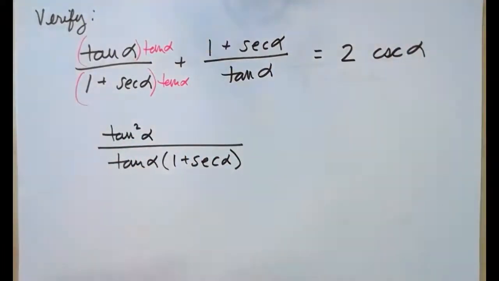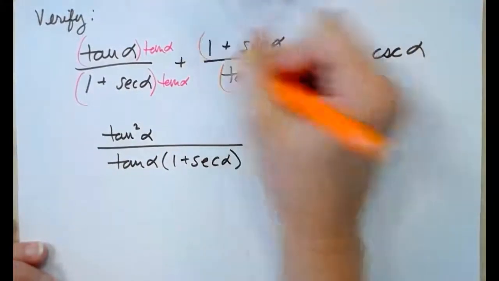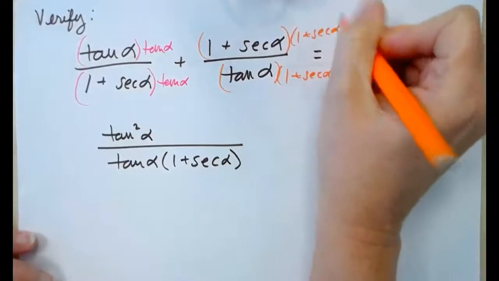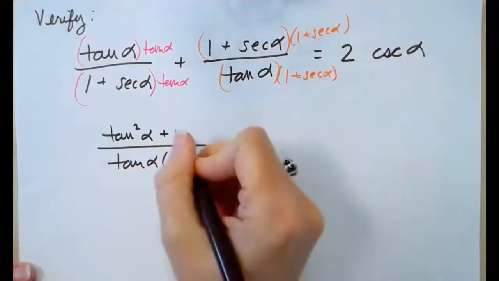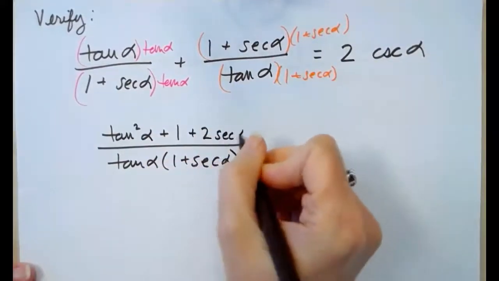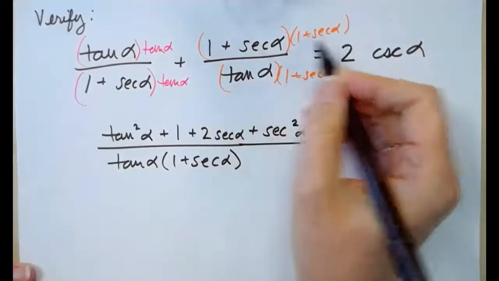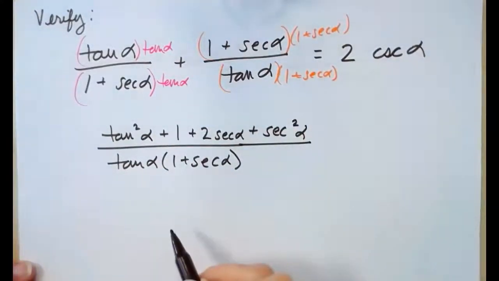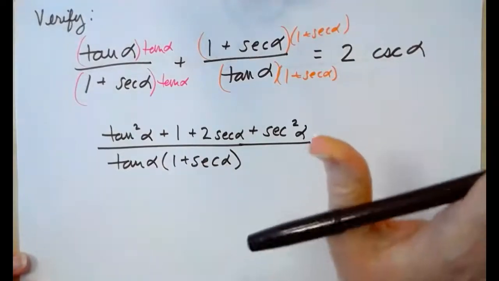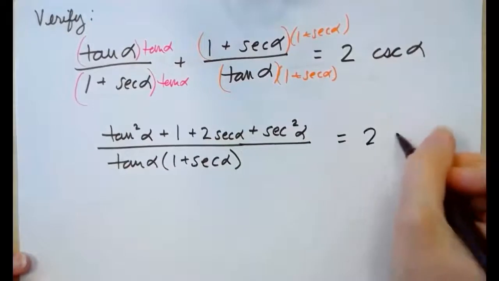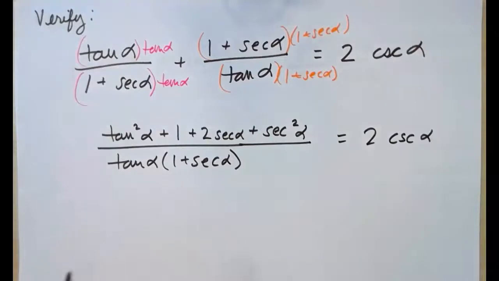To the other side, we're missing 1 plus secant alpha. So 1 plus secant times 1 plus secant is going to give us 1 plus 2 secant alpha plus secant squared alpha. When we square that binomial, this is what we get. So just don't even touch that right-hand side. It's too easy. Just let it ride. We'll even just bring it down right here. Let's continue to work on this left-hand side.